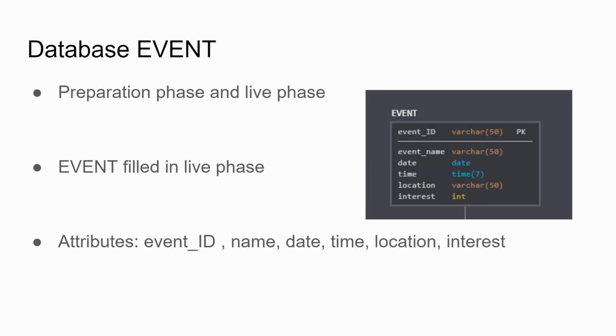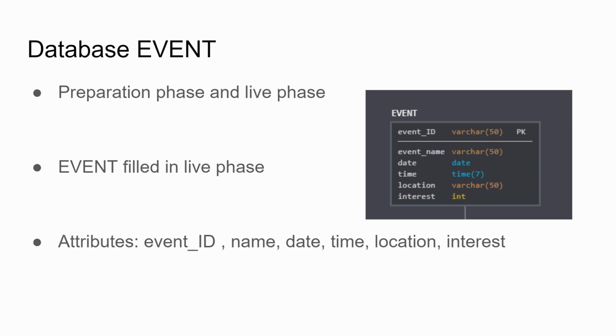With these two components outlined, let's take a deeper look at the database. For background, use of the app is split up into 2 phases: the preparation phase and the live phase. The preparation phase occurs before Relays begins, when the data for each event needs to be entered into the database. This is when the event table receives its information.